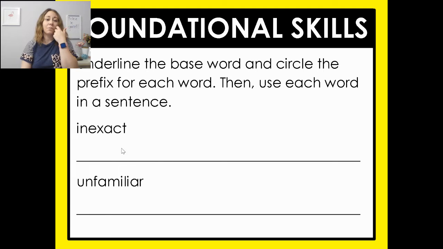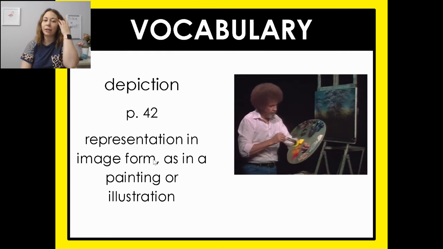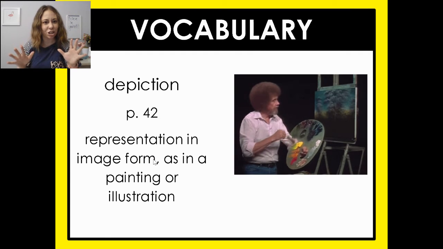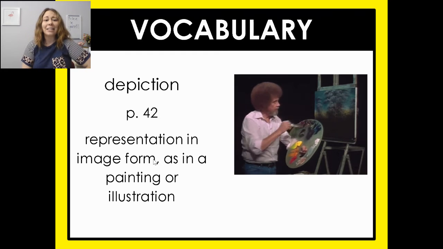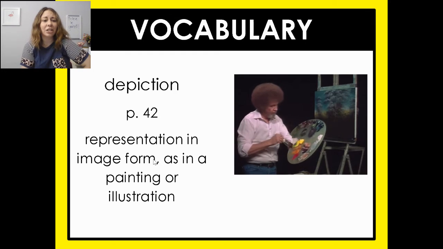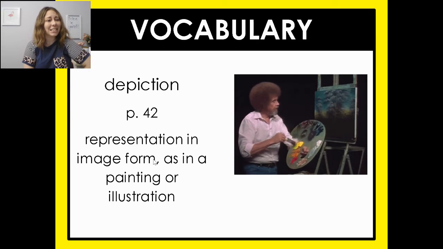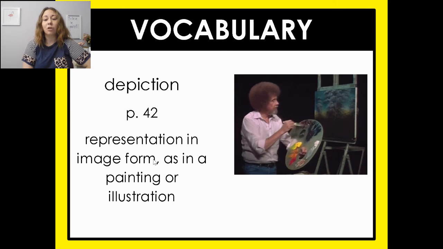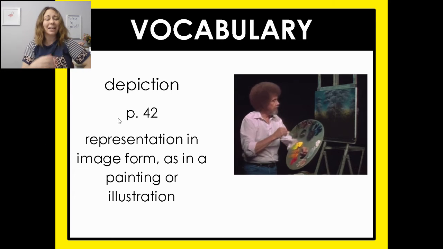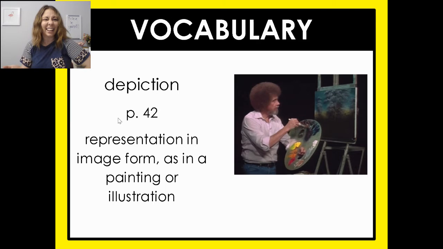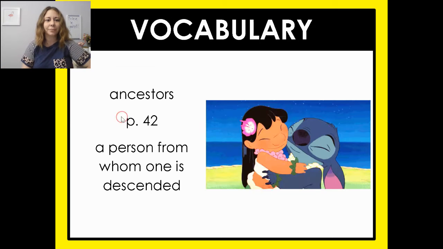All right, let's jump into vocabulary. We have the word depiction, found on page 42. Depiction is a representation in image form, like a painting or an illustration. We have our good friend Bob Ross over here. He always makes great depictions of landscapes with those happy little trees. Remember, a depiction is a representation of something, usually an image or a picture.